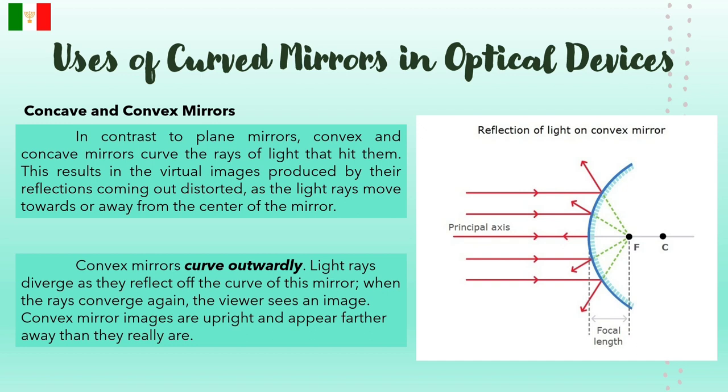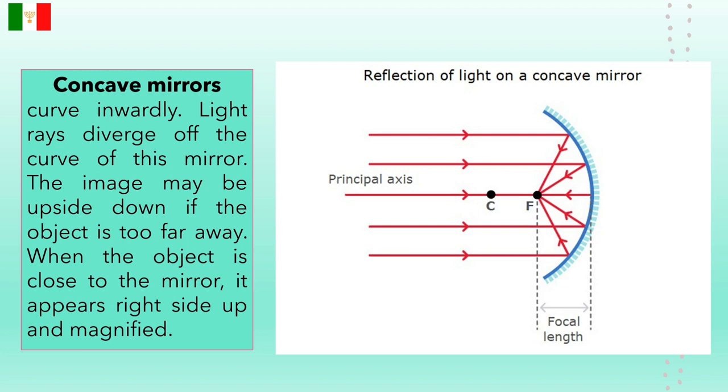Convex mirrors curve outwardly. Light rays diverge as they reflect off the curve of this mirror. When the rays converge again, the viewer sees an image. Convex mirror images are upright and appear farther away than they really are. Concave mirrors curve inwardly. Light rays converge off the curve of this mirror. The image may be upside down if the object is too far away. When the object is close to the mirror, it appears right side up and magnified.